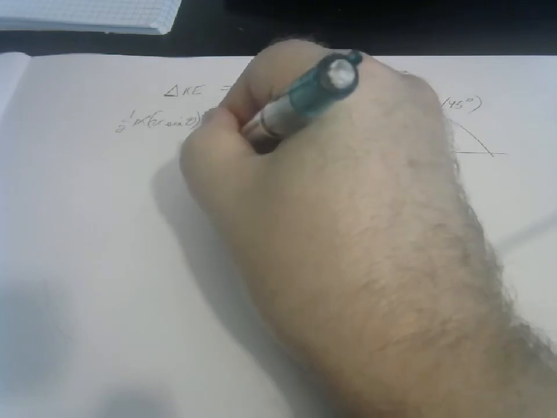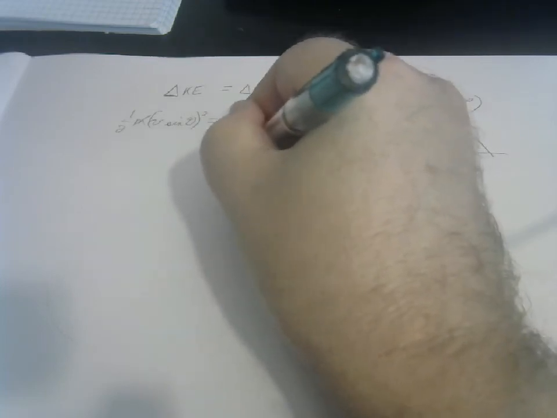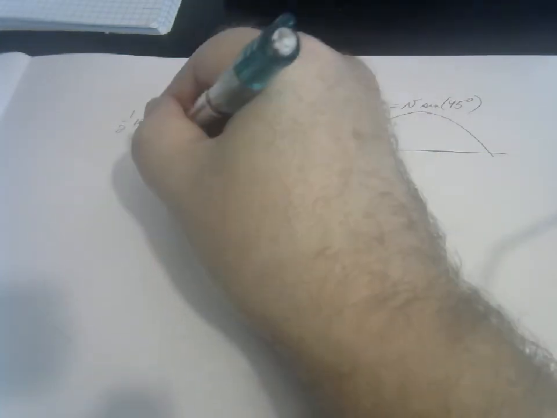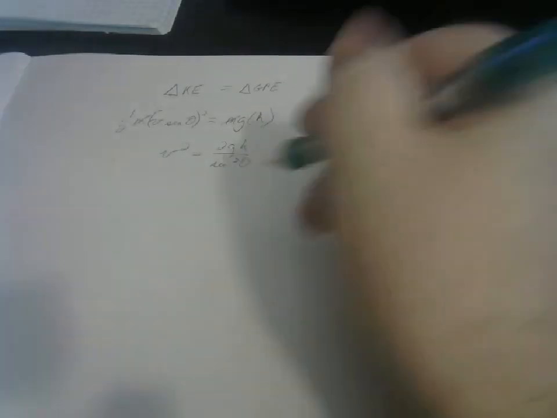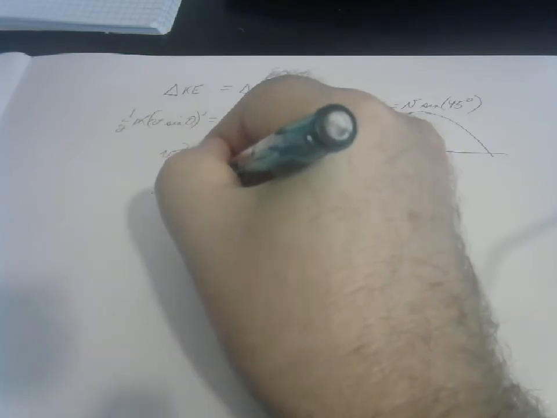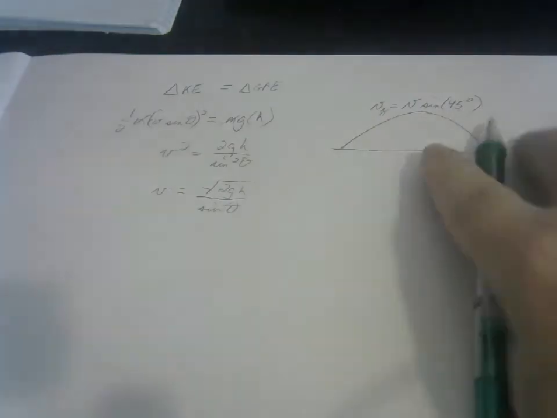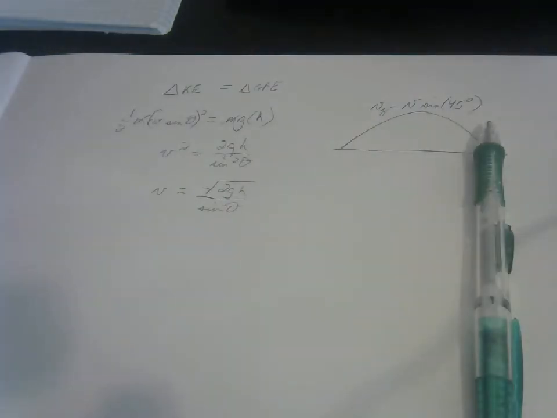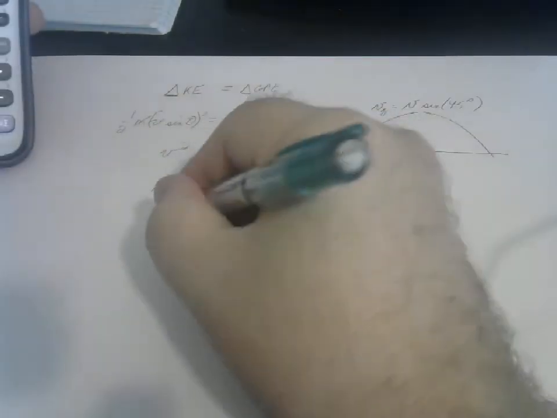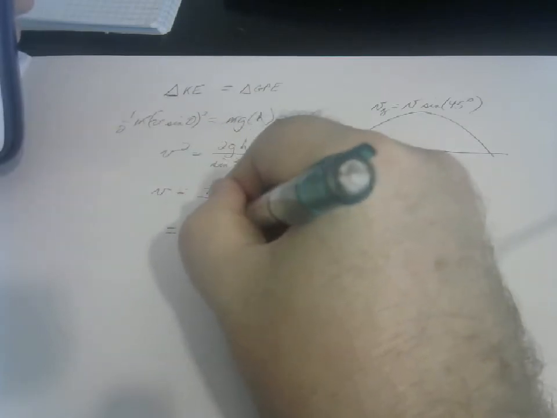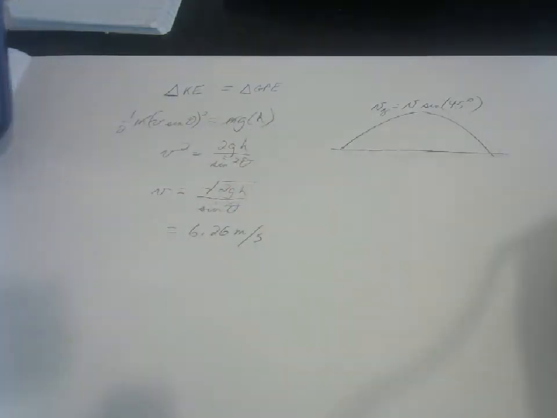And then we want to solve that for v. So we'll take 2gh over sine squared of theta equals v squared. And so v will be equal to the square root of 2gh over sine theta. And that comes out to 6.26 meters per second.